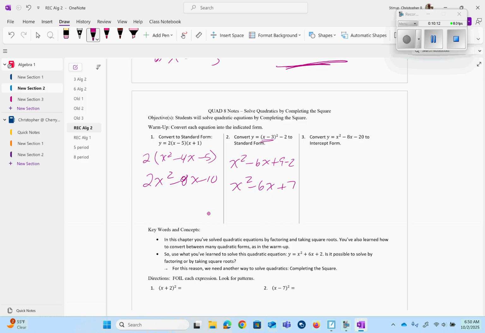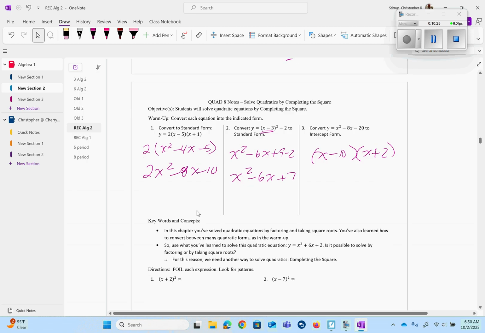And convert to intercept form. So let's factor it with two numbers multiplied together to give me negative 20 and add together to give me positive 8. And it's going to be negative 10 and positive 2. So that's converted for you.